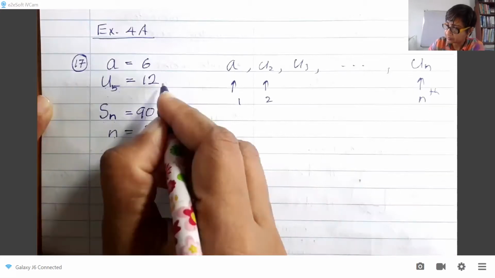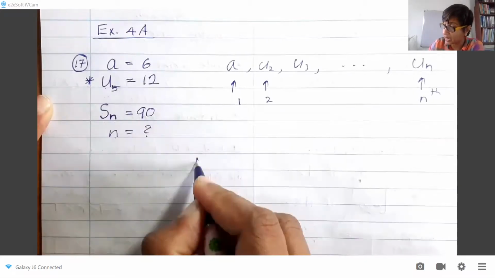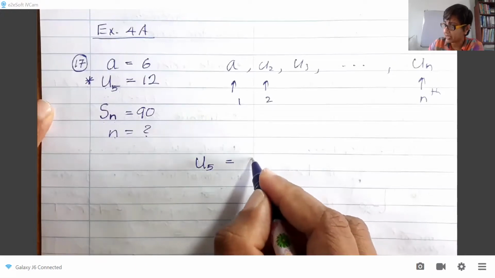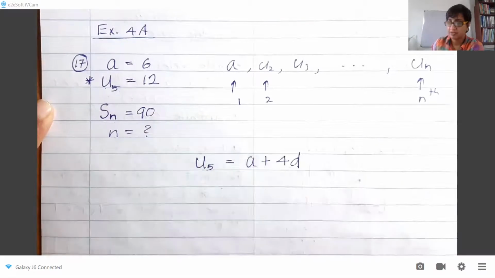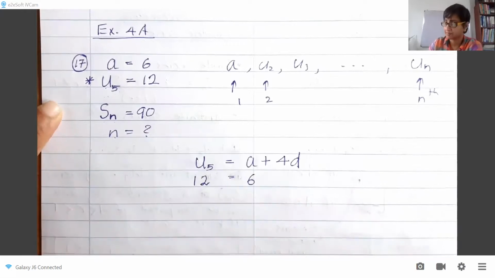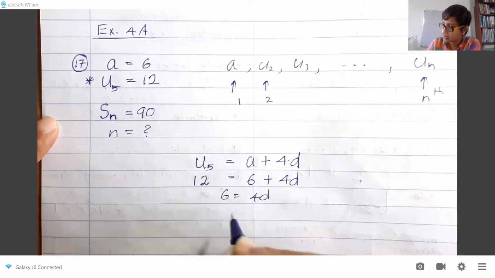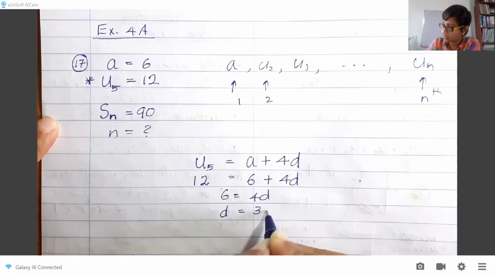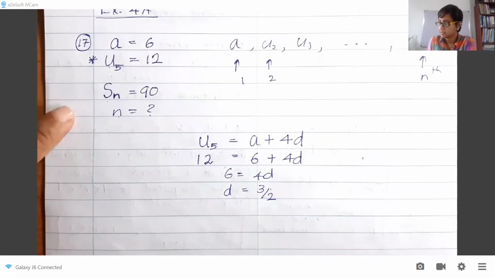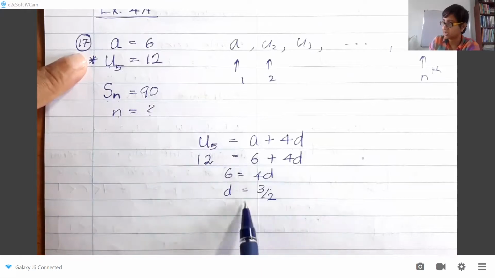From this information, I'm going to apply it into my formula. U5 is equal to, I can say A plus 4D, is that right? U5 must be equal to A plus 4D. And I know U5 is 12, so I can plug in 12 here. I know what A is: 6 plus 4D. I can find D from that. So how much is D? 4D is 6, so D is 3 halves. See, I started with that information and applying it in the formula, I was able to find D.